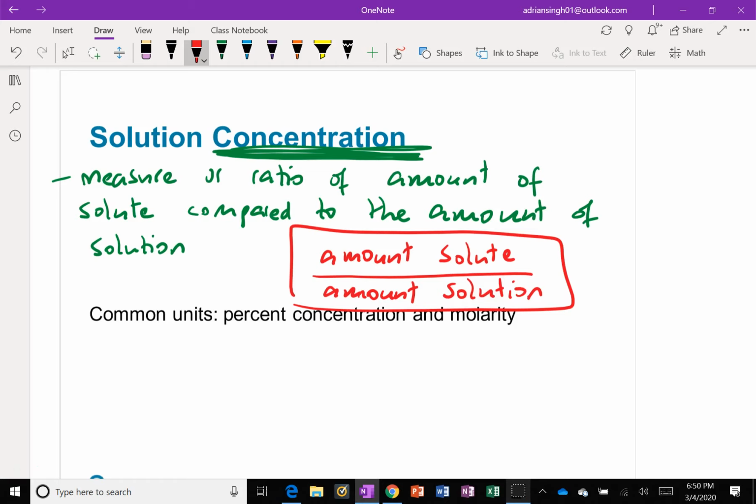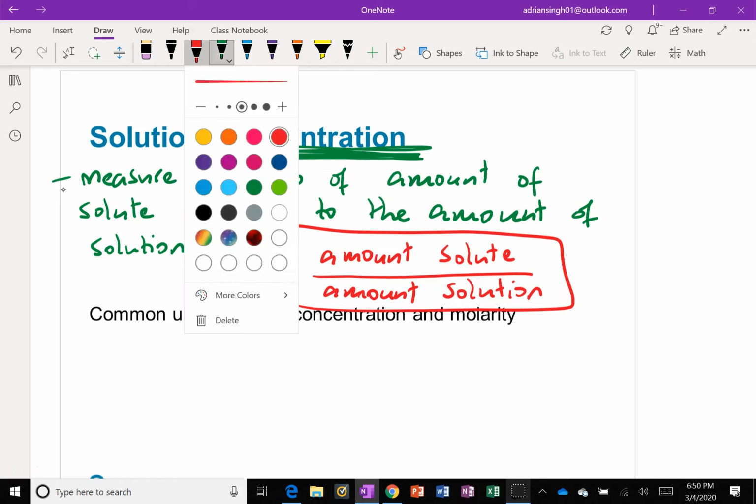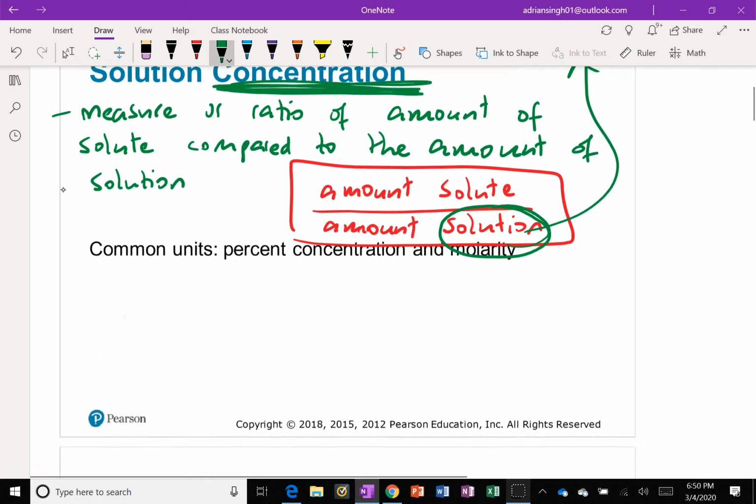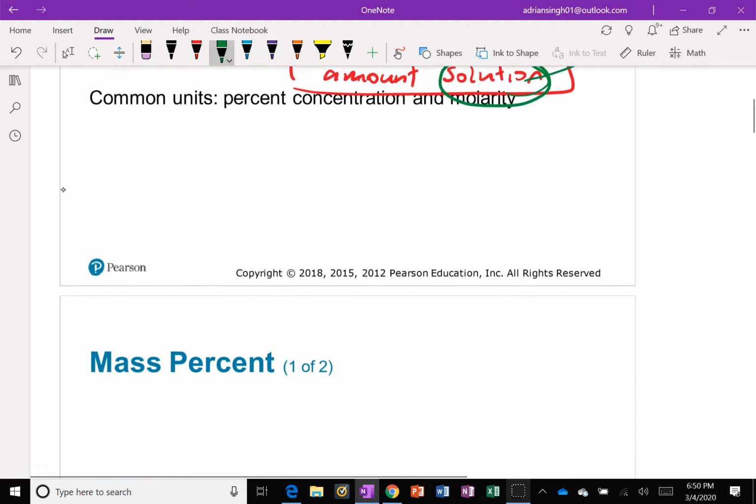So the one thing to keep in mind, though, is we're looking at the relationship between solute and solution. What's the solution made up of again? The solution is the combination of the solute and the solvent. So it may not seem like a big deal, but it actually is when you start adding these things together. So don't lose track of your definitions of solution versus solute and solvent.